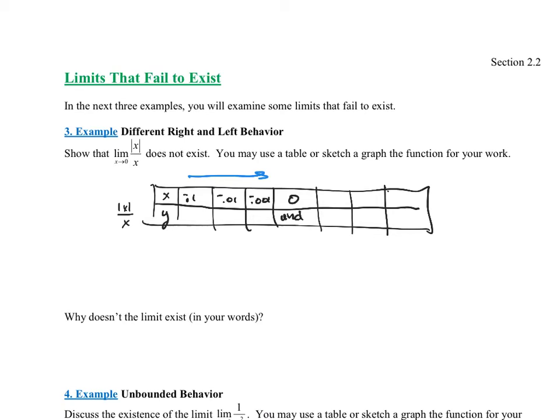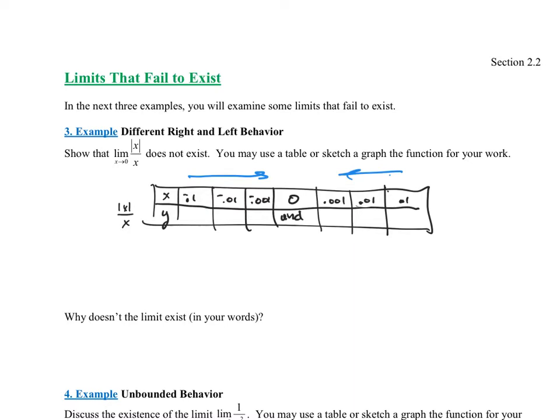Likewise, I'm going to come from the right now. I'm going to use positive numbers now, so this would be 0.1, same numbers, 0.01 on the second one, with just 1 zero. And then 0.001, so 2 zeros. So I'm getting closer and closer to 0 from both of those sides.